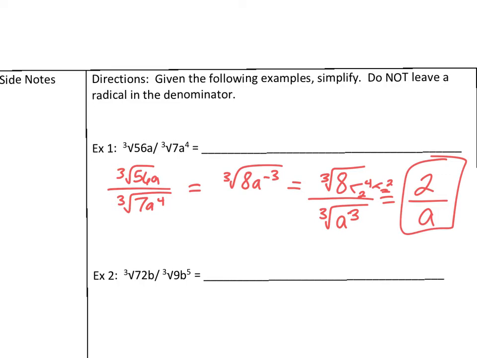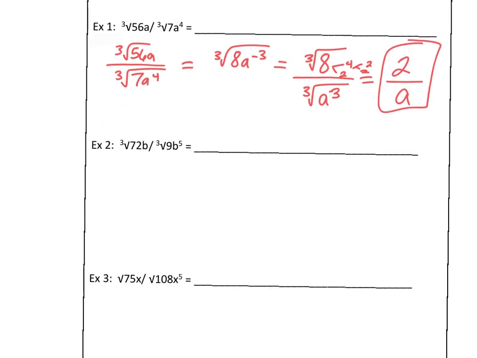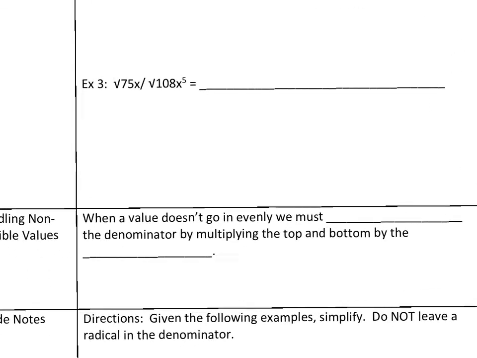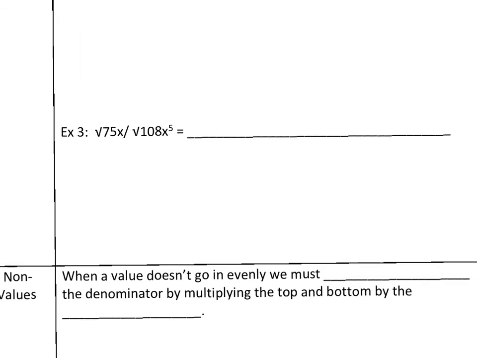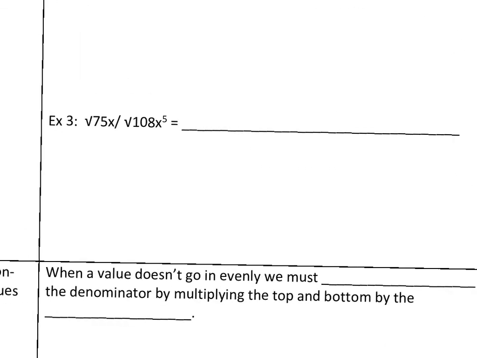Okay, we're going to go ahead and skip example 2 for now, just for time's sake. We're going to move down to example 3. So here we've got square root of 75x over the square root of 108x to the 5th.